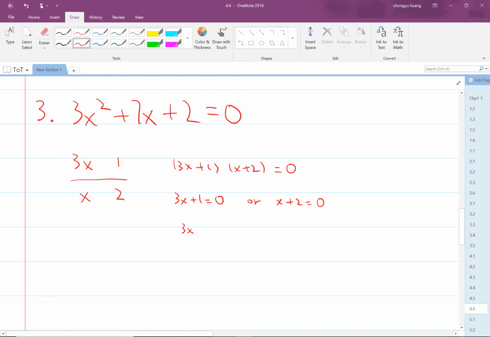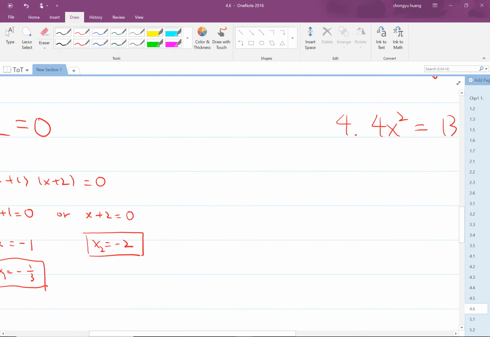So 3x = -1, and x = -1/3. And over here, x = -2. So here we just call it x1, and here x2. Those are the two values for the solution of question 3. So now we have solved problem 3.